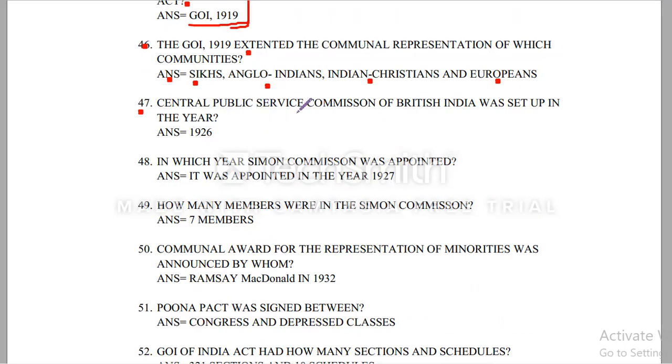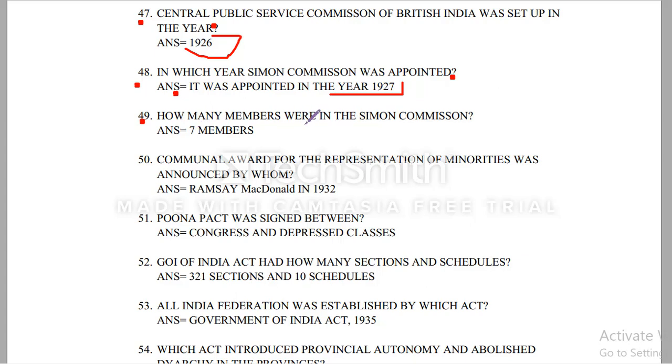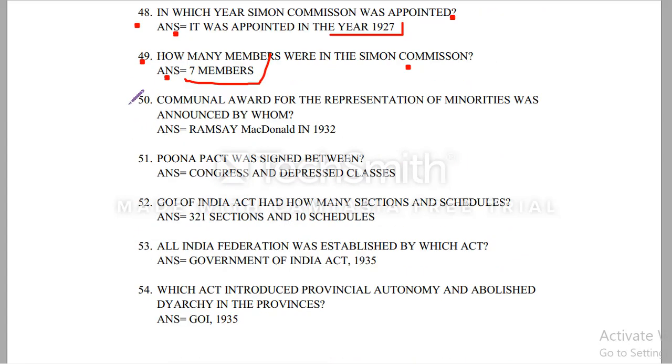Next question. Central Public Service Commission of British India was set up in the year 1926. Next question. In which year was the Simon Commission appointed? Very important question. It was appointed in the year 1927. Next question. How many members were in the Simon Commission? Answer is there were 7 members.